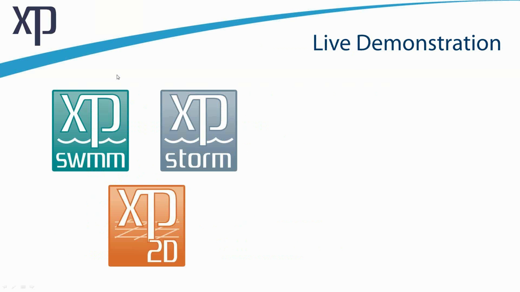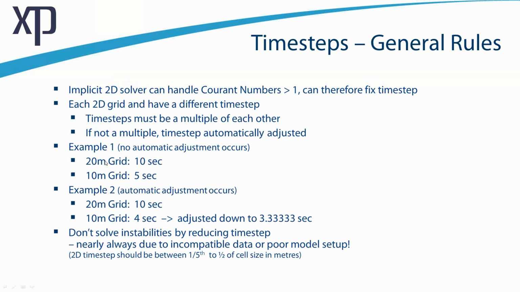Just as a quick example, if you had a 20-meter grid and a 10-meter grid, with 10-second and 5-second time steps, there would be no automatic adjustment. If you had a 20-meter grid at 10 seconds, but your 10-meter grid was at 4 seconds, the time step for the 10-meter grid would be adjusted down to 3.333 seconds.